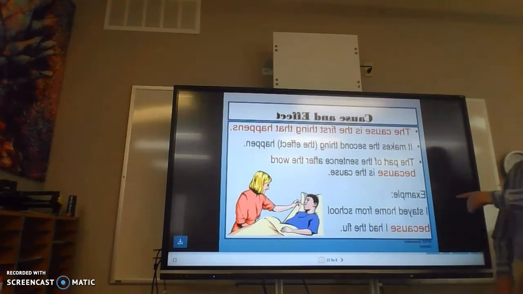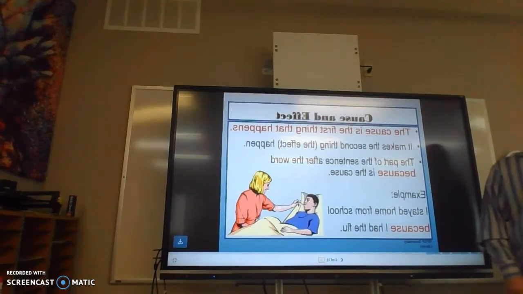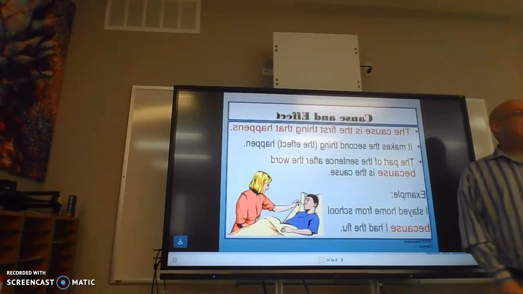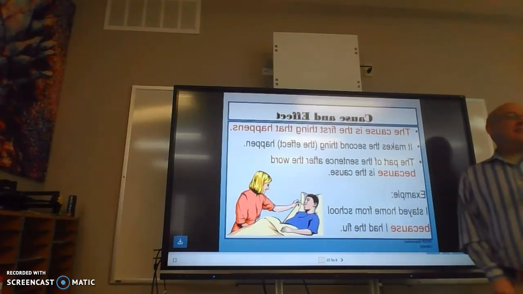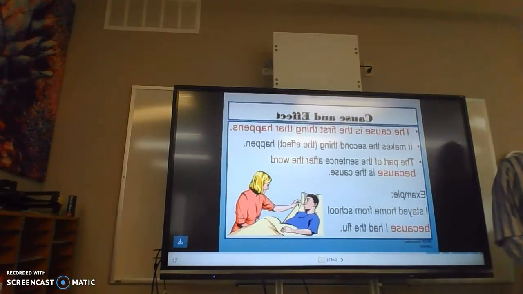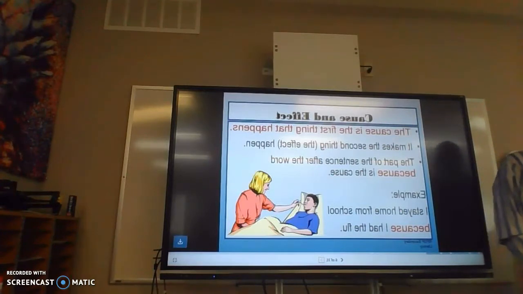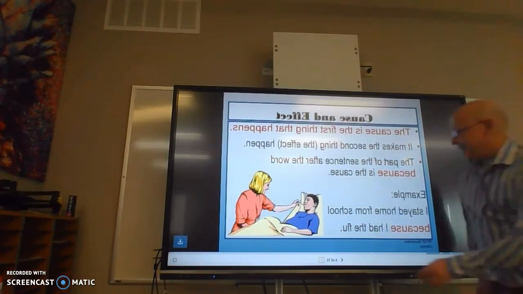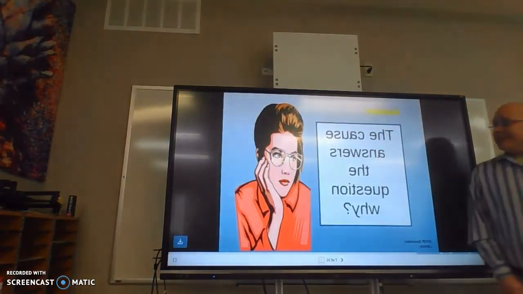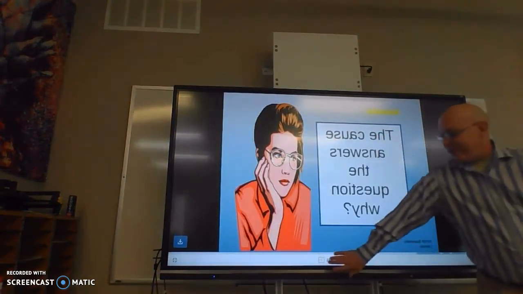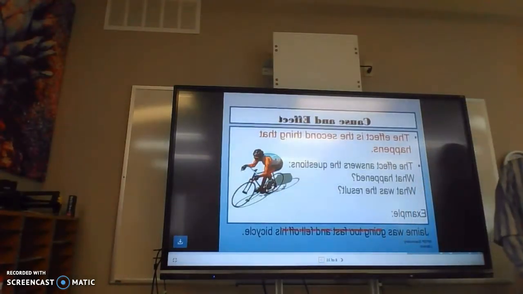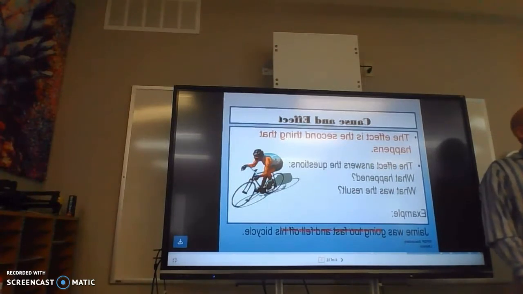For instance, I stayed home from school because I had the flu. What is the cause? Aubrey? You had the flu. Yes. And what was the effect? You stayed home. Yes. All right. The cause answers the question why. The effect is the second thing that happens. So the effect answers the question what happened and what was the result of what happened.